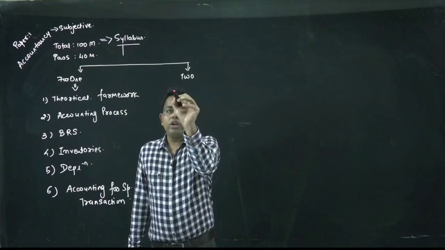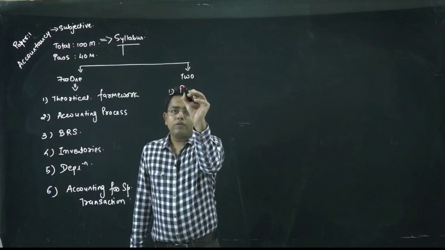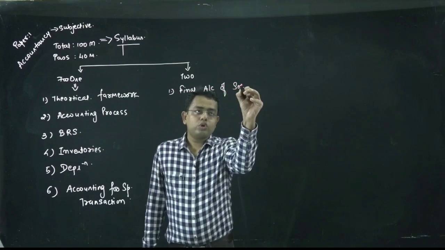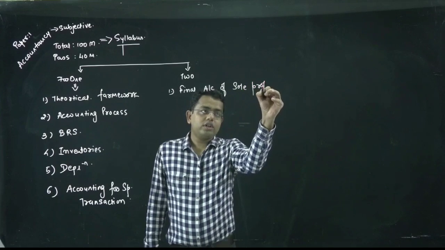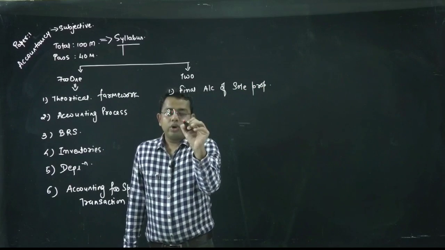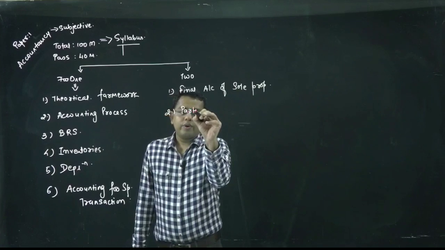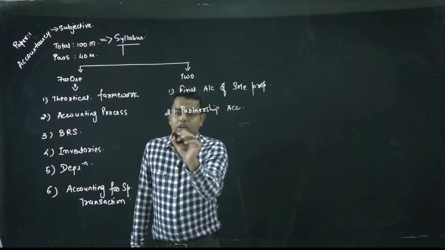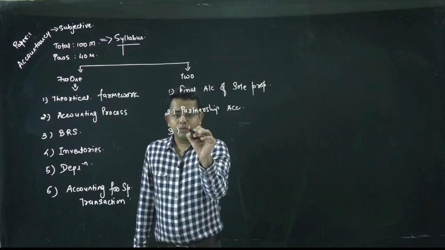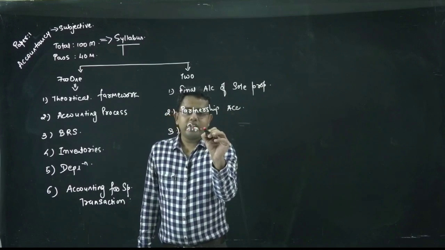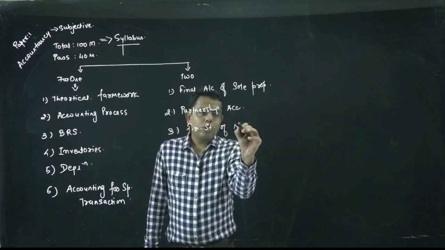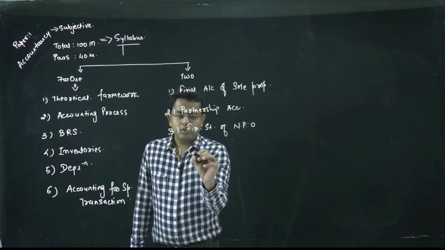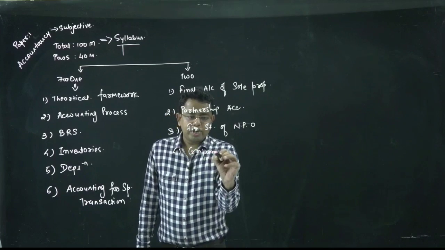Your module 2 contains, first, final accounts of a sole proprietorship concern. Then you have partnership accounts. Third, you have final accounts, or you can say financial statements, of non-profit organizations, that is NPO. And fourth, you have company accounts.